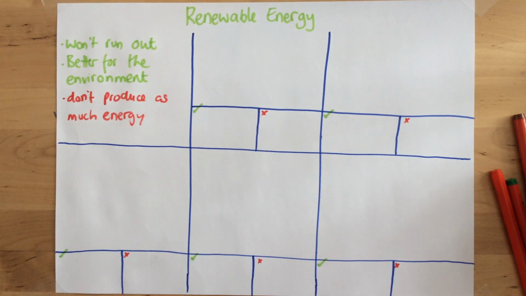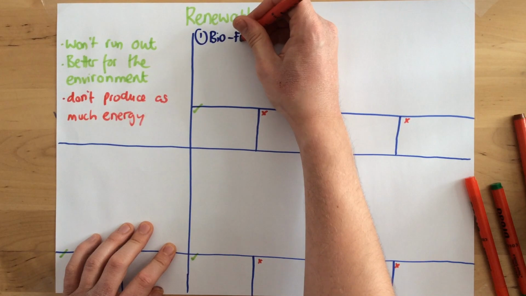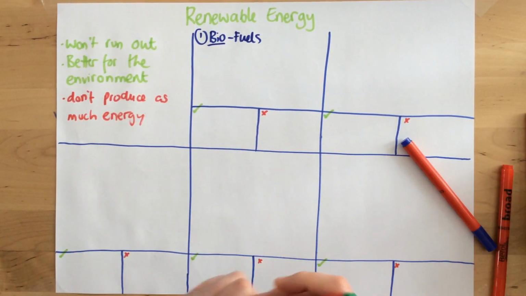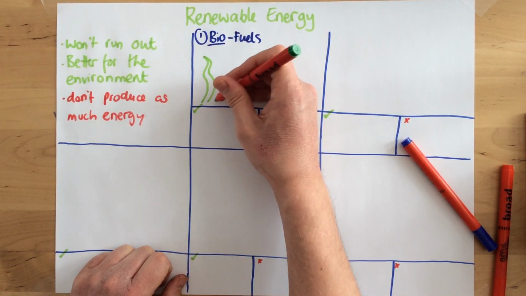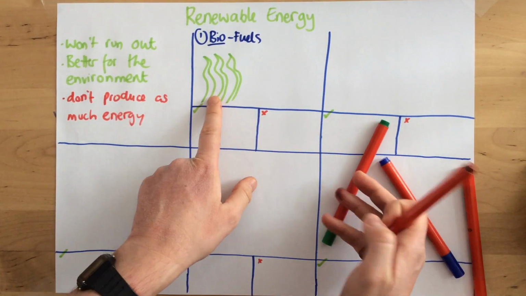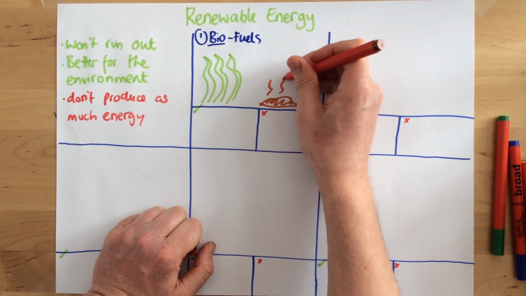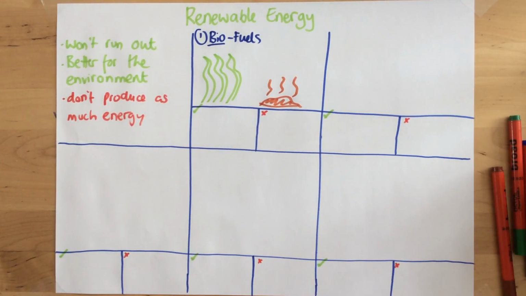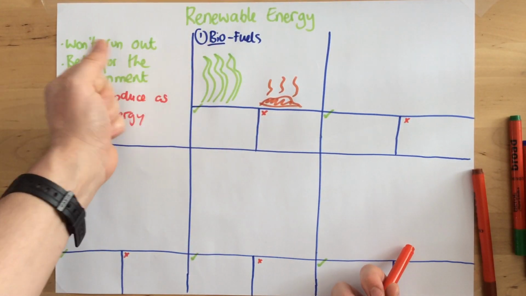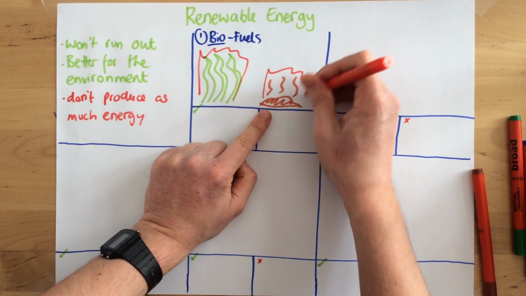So the first one we're going to learn about is a type of renewable energy source called biofuels. Now, whenever you see the prefix bio, it means living things. So what biofuels are is generating electricity from plants and also from animal dung. Now, to get the energy from them, for example with the plants, they're grown, harvested, and then they are burnt to release energy, and so is the dung.